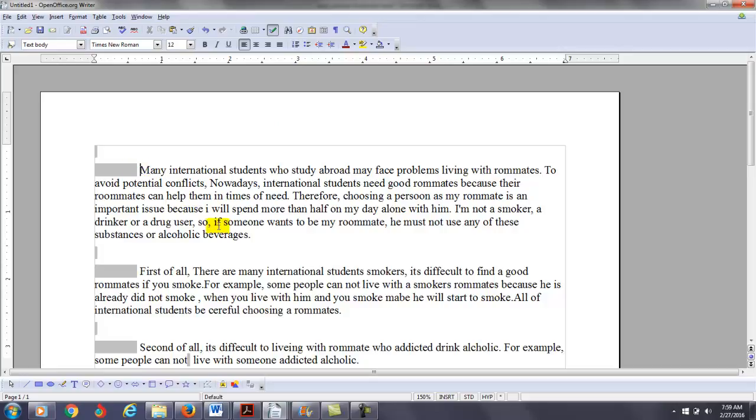Now, what did I do here? It wasn't exactly clear, your thesis there, so I'm helping you with your thesis, showing you how you can make a more sharply focused thesis. So you say, I'm not a smoker, a drinker, or a drug user, so if someone wants to be my roommate, he must not use any of these substances or alcoholic beverages.